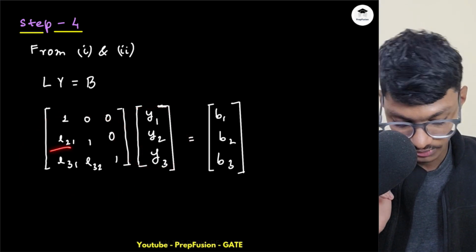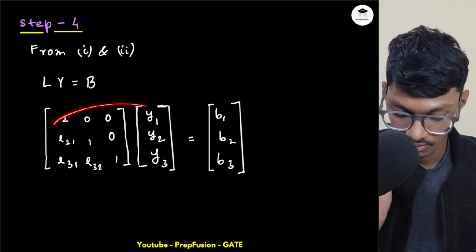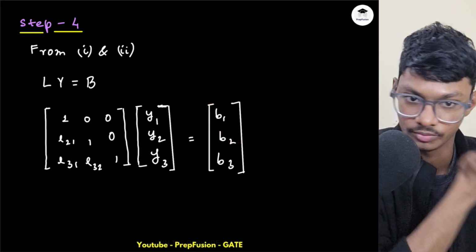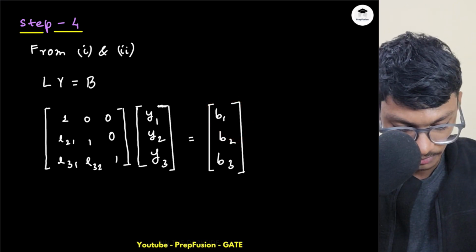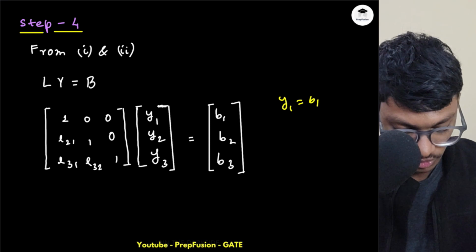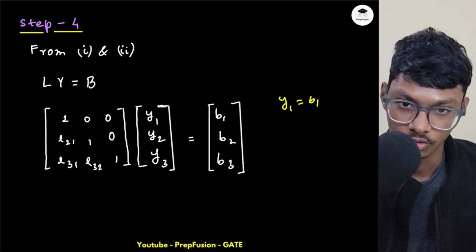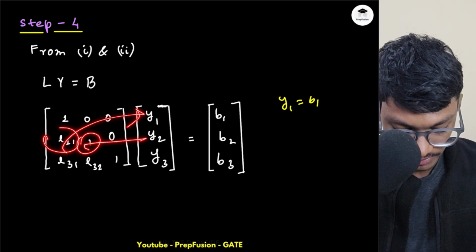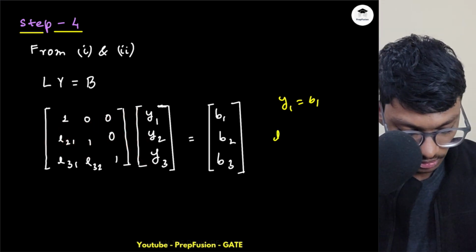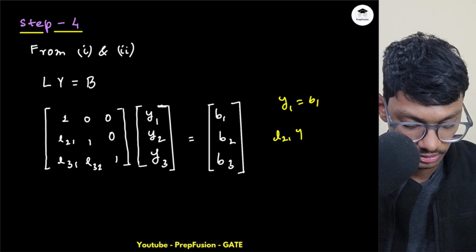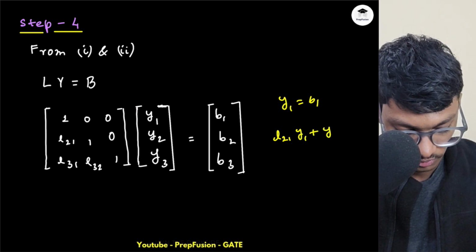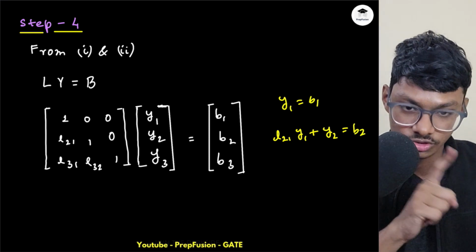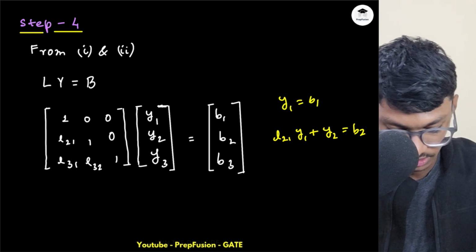So basically I will write this equation, right? 1 times y1 plus 0 times y2 plus 0 times y3 equals b1. So y1 will be equal to b1. Here I can simply do the matrix multiplication. Y1 will be equal to b1. Next I will go to the next row. L21 times y1 plus 1 times y2 plus 0 times y3, so L21 times y1 plus 1 times y2 equals b2. Now what do we know? We know y1 is equal to b1. And the third equation, what do I get?